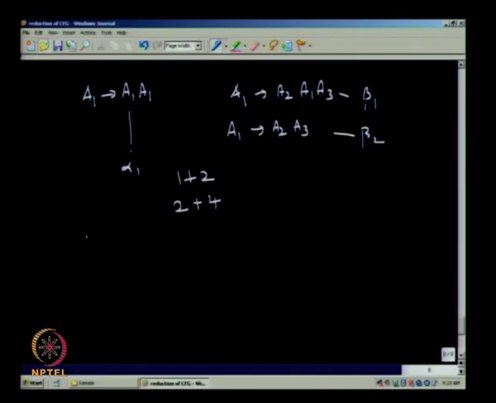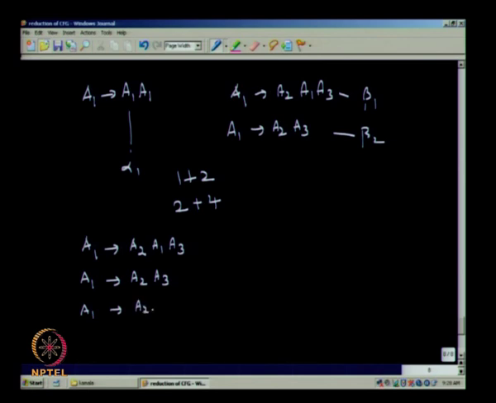So, what are they? The rules are A goes to beta i and A goes to beta i Z. So, you will have A1 goes to, introducing the new non-terminal Z, A1 goes to A2 A1 A3, A1 goes to A2 A3, this is of the form A goes to beta i. Then you have A1 goes to A2 A1 A3 Z, A1 goes to A2 A3 Z. So, instead of these 2 rules you are getting 4 rules.